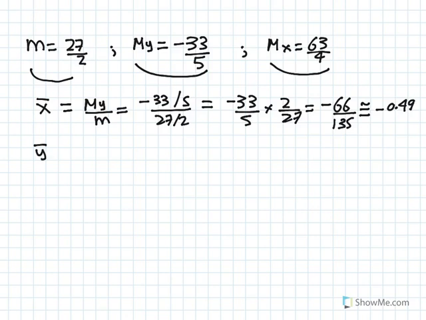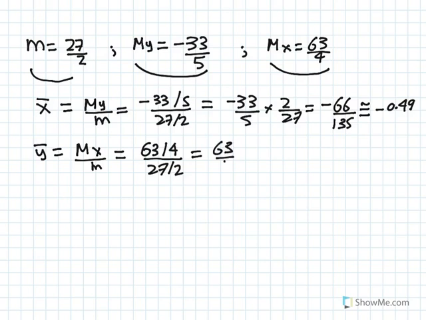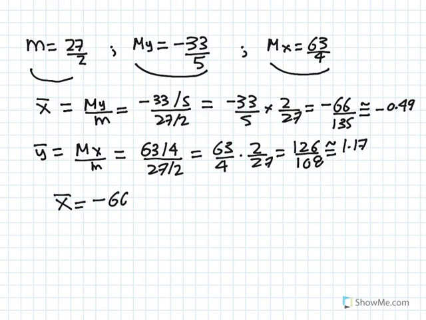Now y bar. Y bar is equal to the moment with respect to the x-axis divided by the mass. We found the moment with respect to the x-axis to be 63 divided by 4, divided by the mass, 27 divided by 2. Flip the denominator, 2 over 27, and simplify, we get 126 over 108. Decimalize, we get approximately 1.17. So the centroid: x bar is equal to minus 66 divided by 135, this is the x-coordinate of the center of mass. Y bar is equal to 126 over 108.